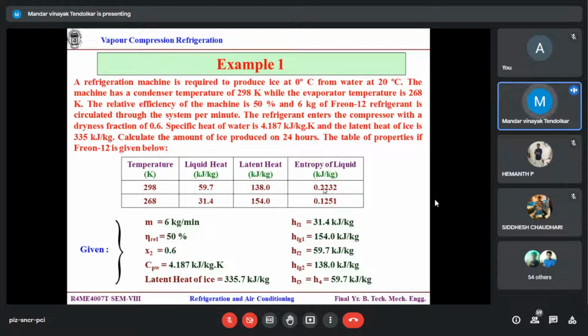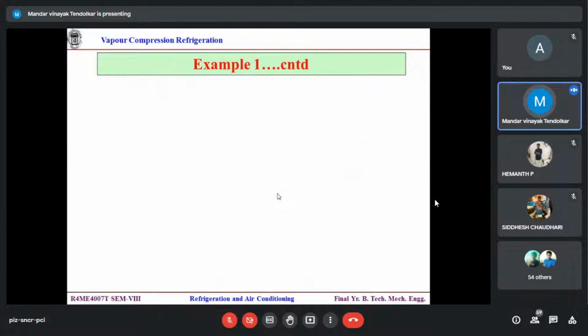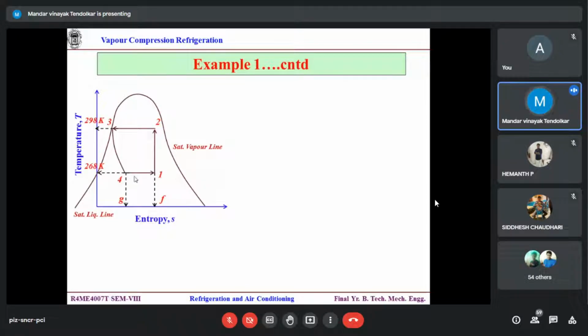Now we are asked to solve it by using the thermodynamic equations only. No chart is given. The property values are already tabulated. So I will start. I will draw the PH diagram. It is given to me this at 0.6, x equal to 0.6. I don't know whatever is this condition. So this is a rough estimate.